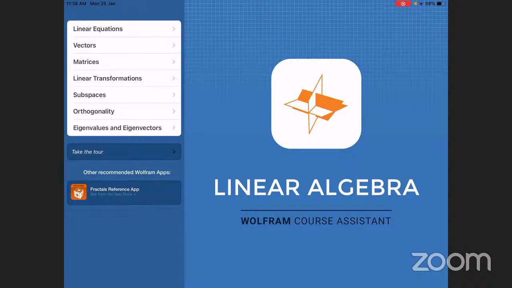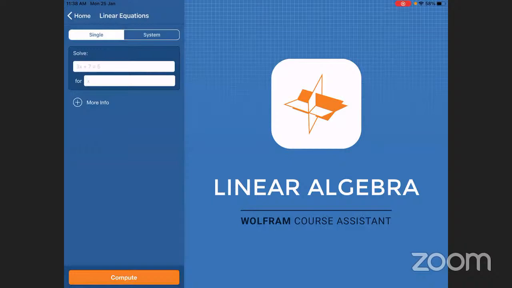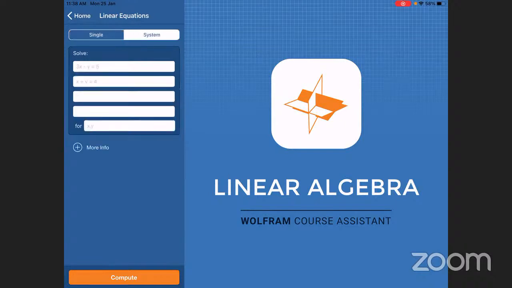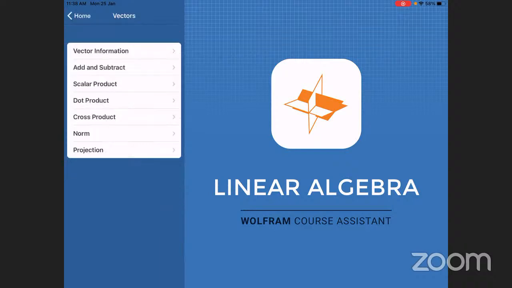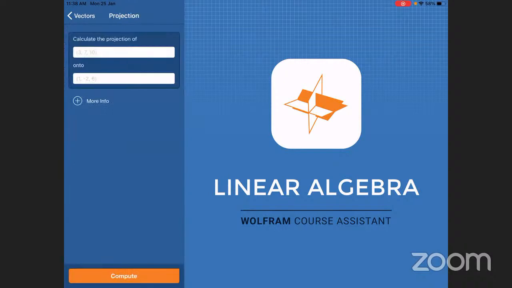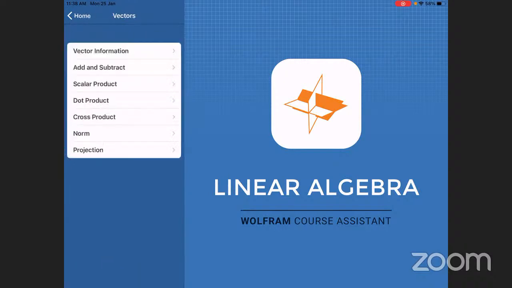Within linear equations, single equation solving and solving systems of equations like this is done, for two variables or for more variables also. Next, if I look into vectors, vector information: add and subtract, scalar product, dot product, cross product, norm, projection of a vector onto another vector.